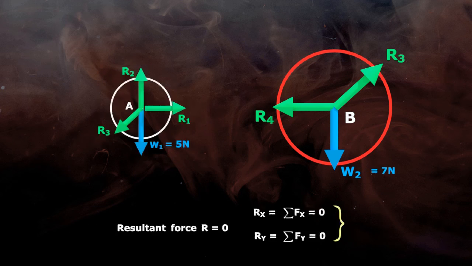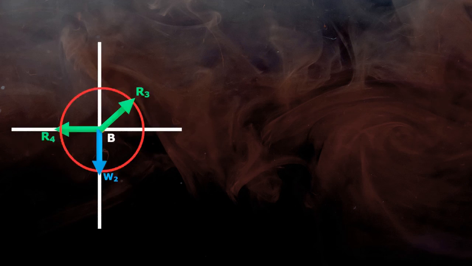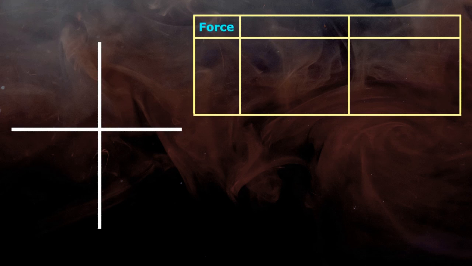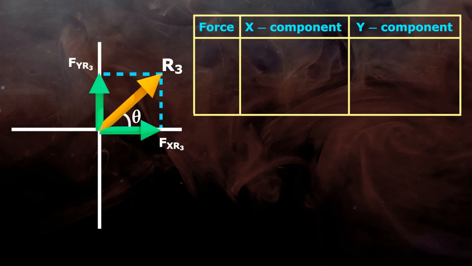So for the basketball, this is the free body diagram along the x-axis and along the y-axis. For convenience, let's make a table indicating force, its x component and y component in three columns. First force, reaction R3, makes angle theta to the x-axis. So the x component is R3 cos theta and the y component is R3 sin theta.